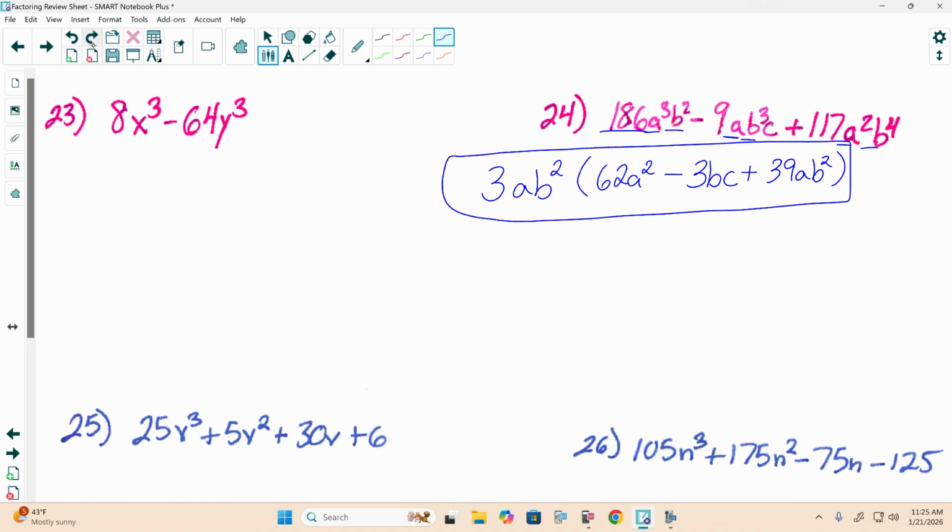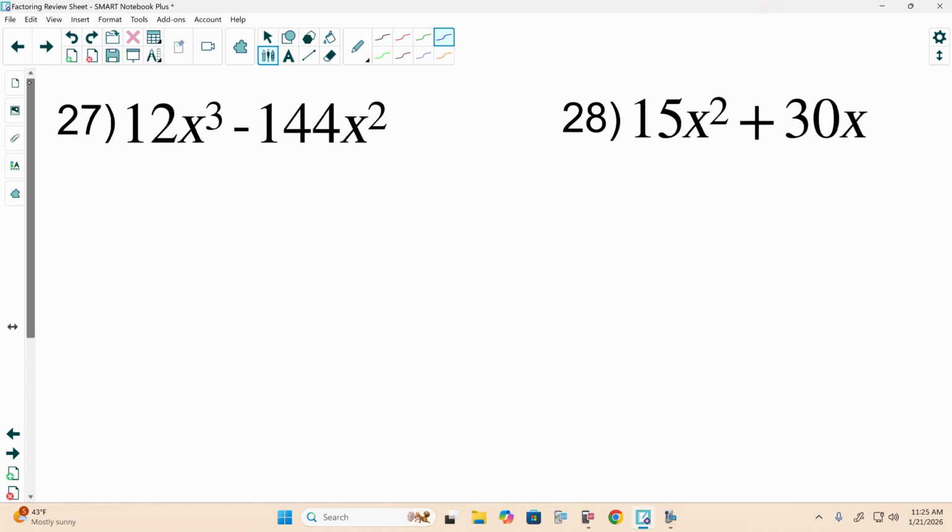Factoring by grouping. So our 25, 26 don't show up. Yeah, factoring by grouping is not going to be there. We're not going to do essentially the end of lesson factoring 3. I didn't put that on the test. Let's look at 27 or 28. Doesn't matter which one you pick.